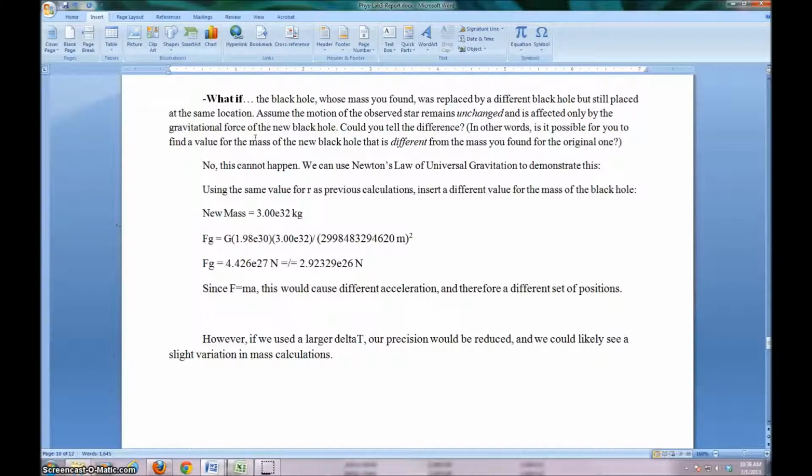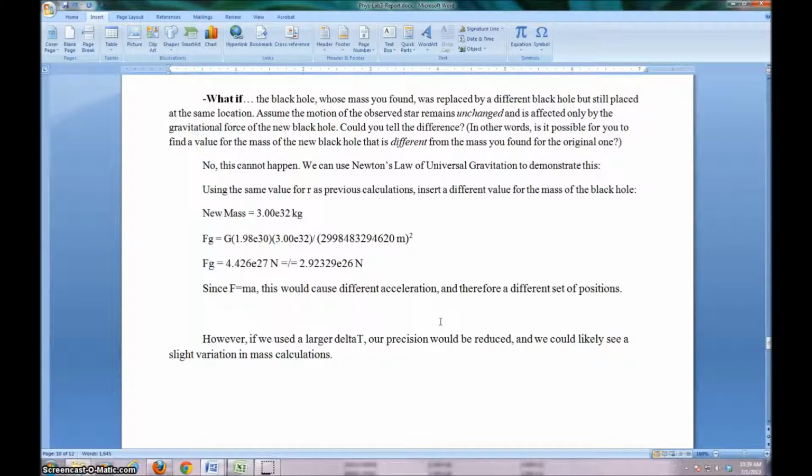So if we put in a new black hole with a different mass, will we get the same data? And no, this can't happen. We can use Newton's law of universal gravitation to demonstrate this. If we use the same value as r, but then we change the mass of the black hole, we can see that we get two completely different force values. Since force equals mass times acceleration, this would cause different acceleration and therefore a different set of positions.